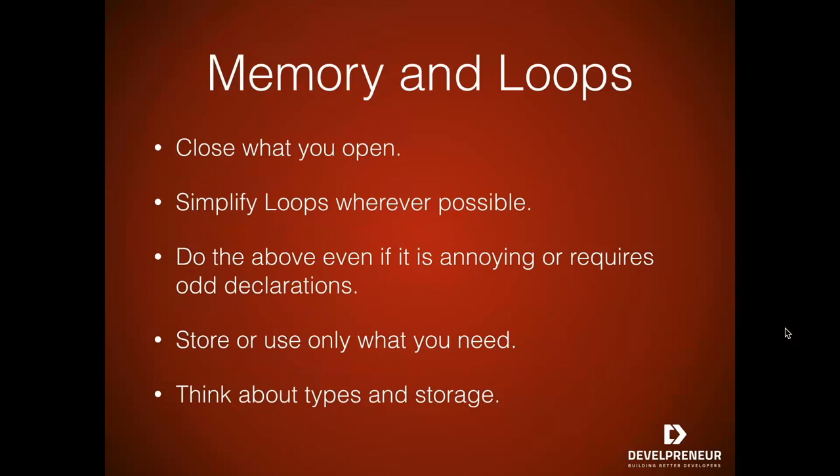Simplify loops wherever possible. This is a big thing that we run into if you're trying to improve performance of your code. Don't do stuff in a loop that you don't need to do. That even includes declaring variables and setting default values. If you can do that stuff outside of the loop, then do so. Make your loops as tight as you possibly can. Put as little code as possible into the loop.